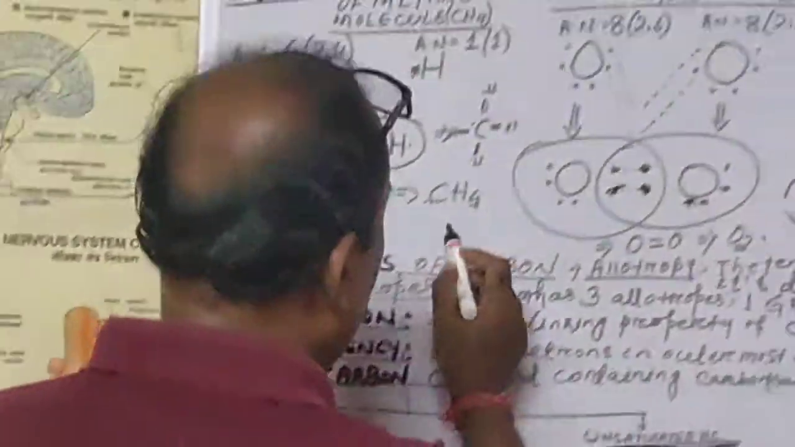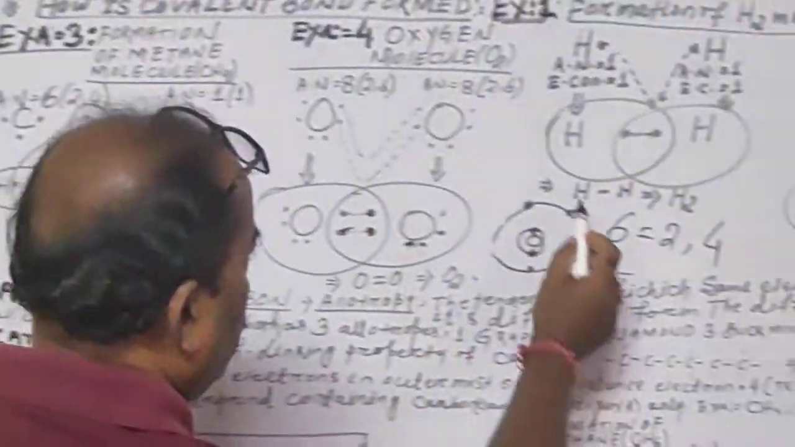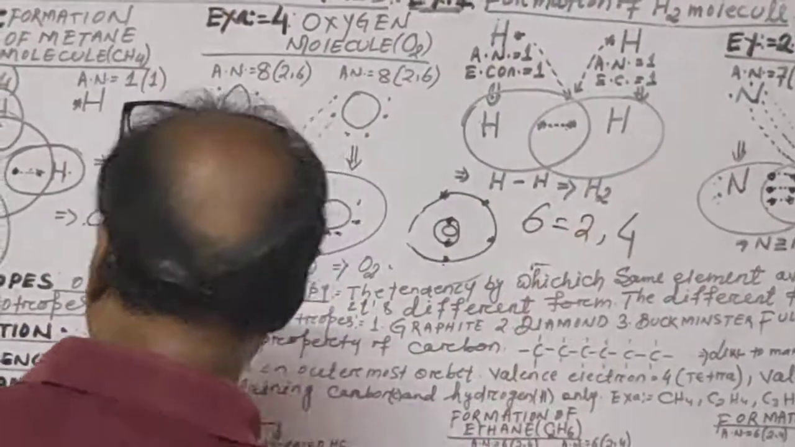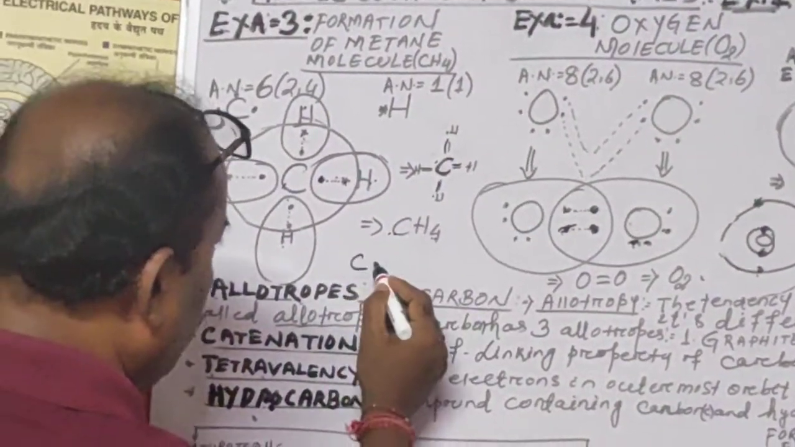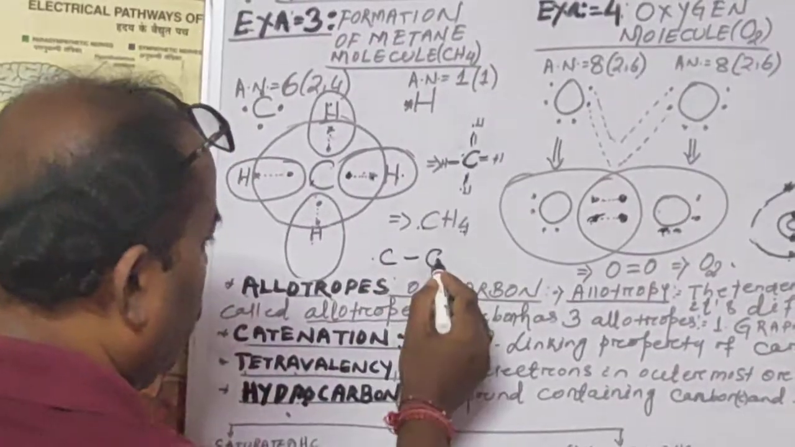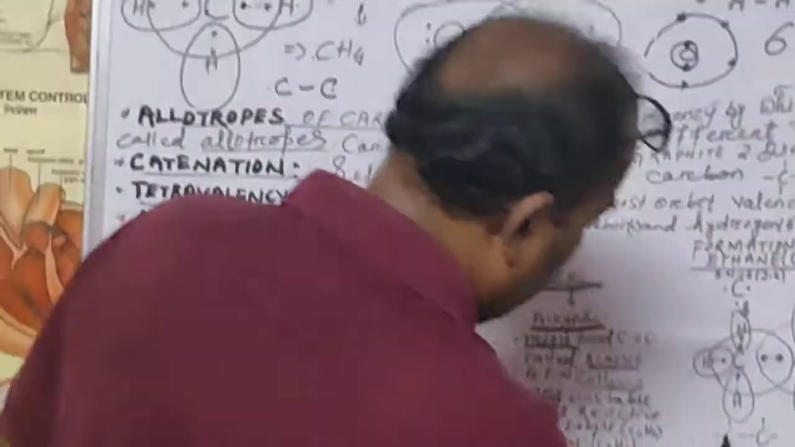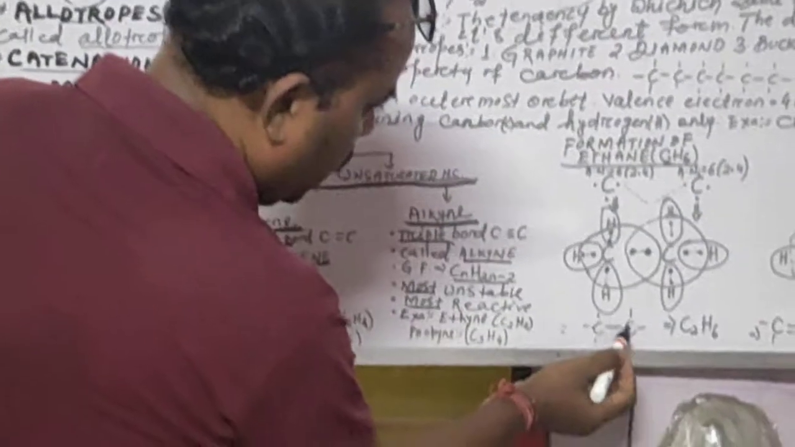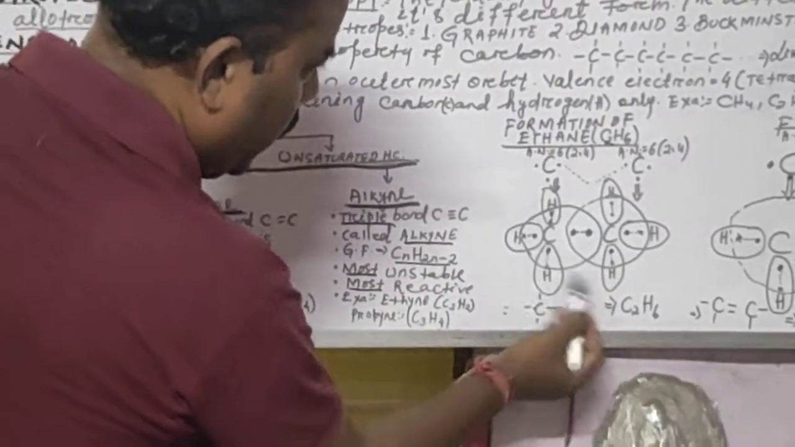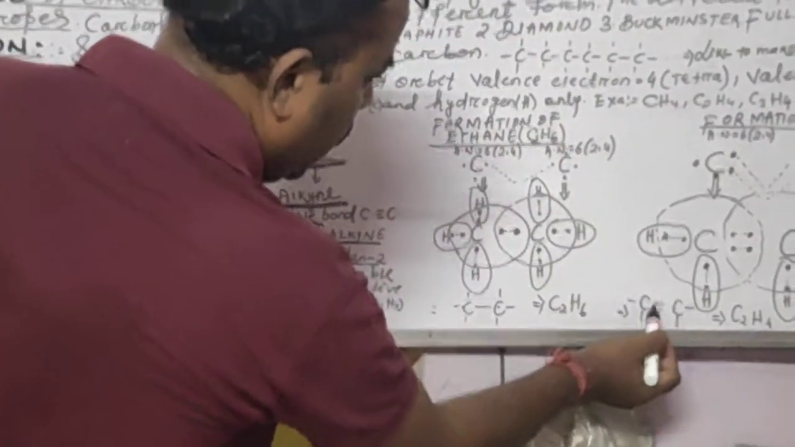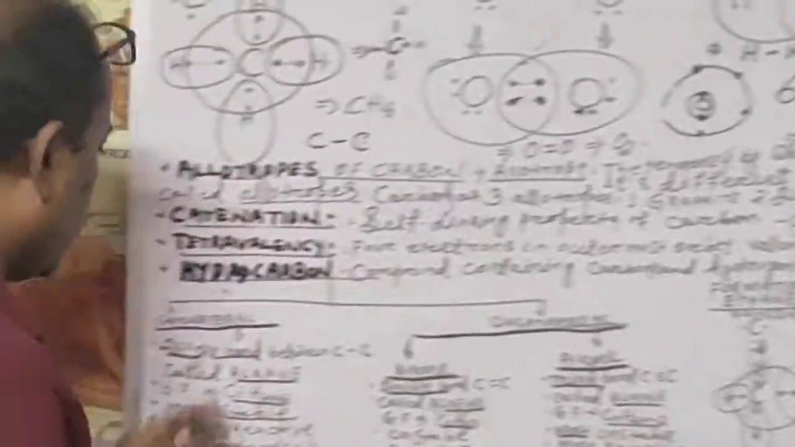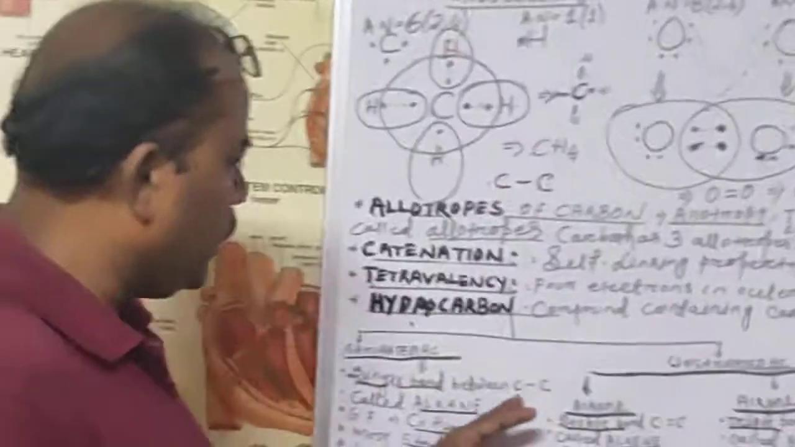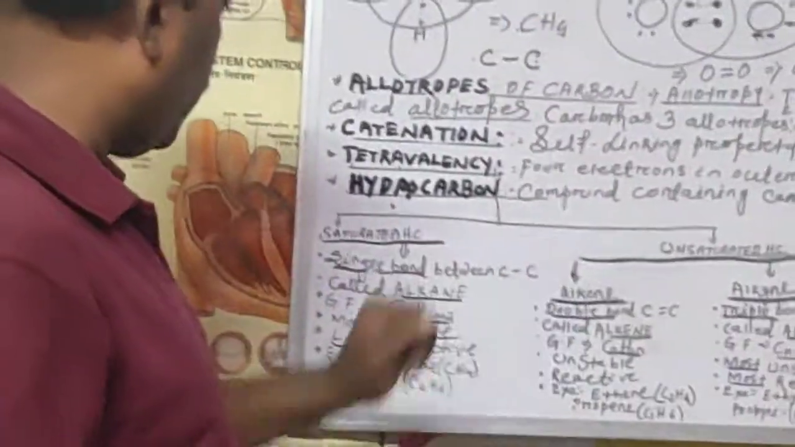As we see here, between C and C, if only a single bond is there, that is called a saturated hydrocarbon. And where between C and C there is a double bond, it is not a saturated hydrocarbon. So saturated hydrocarbons contain single bonds between carbon and carbon atoms.